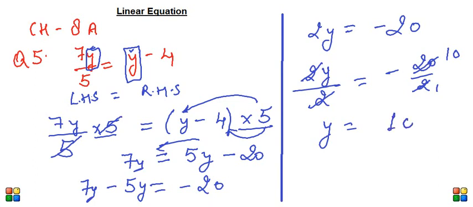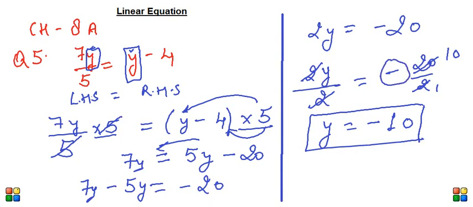But people used to forget the minus sign, which you must not forget. You have to mention minus here. Don't forget this sign, otherwise your answer will be wrong. So always write y is equal to minus 10. Consider these signs always, because without this sign the answer will be positive 10, which is wrong. For this particular equation my answer is minus 10.